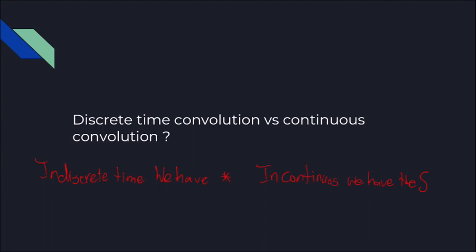And we can also see that the signal representation is somewhat different, as discrete time signals are represented as sequences of values, while continuous time signals are more often represented as functions of time. And that's it for discrete time convolution.